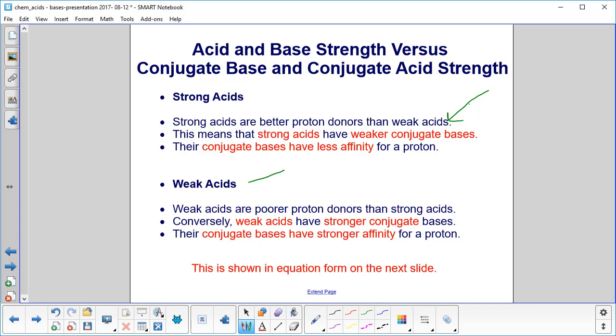Let's go over to weak acids. Weak acids are poorer proton donors than strong acids. Conversely, weak acids have stronger conjugate bases. Their conjugate bases have stronger affinities for a proton. We're going to show that in equation form on the next slide, but notice we're using the Bronsted-Lowry definition here for the acid and the base, right? Because we're talking about protons moving.